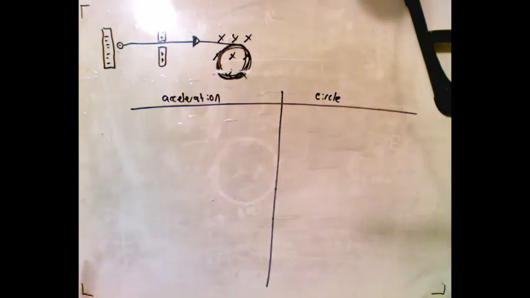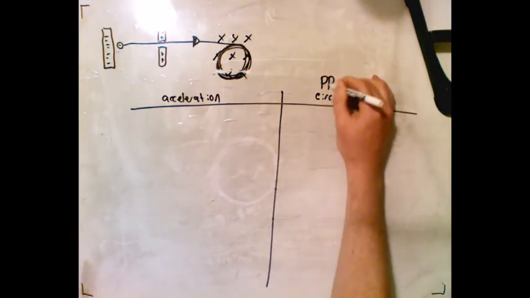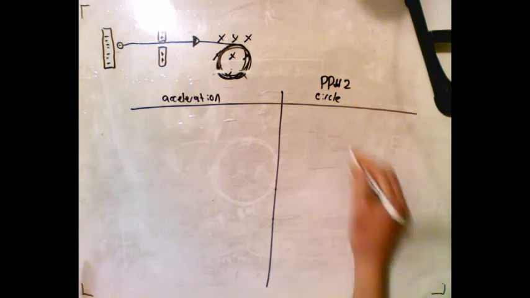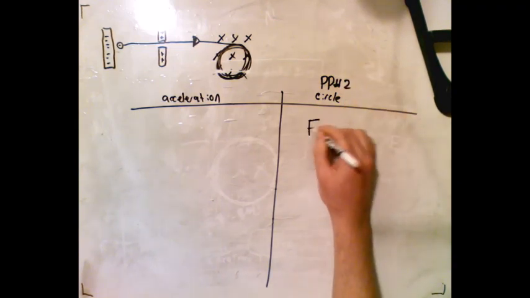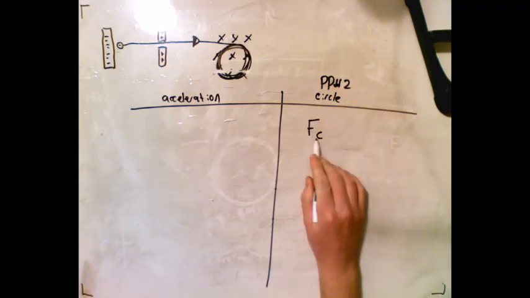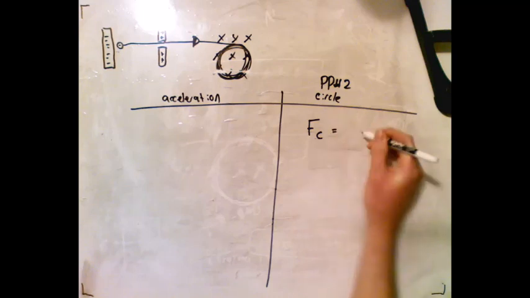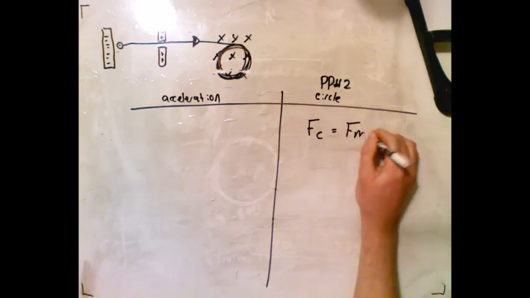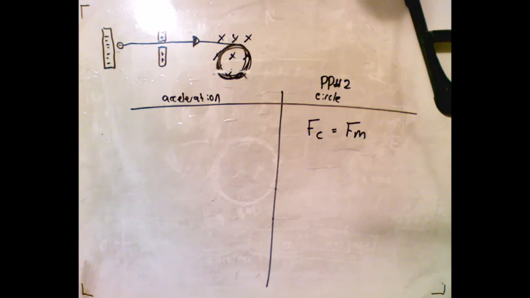So when something is moving in a circle, that's physics principle number 2. And for physics principle number 2, we have to say, well, to make it move in a circle, what's making it move in a circle? Well, it's that magnetic force that's making it move in a circle.